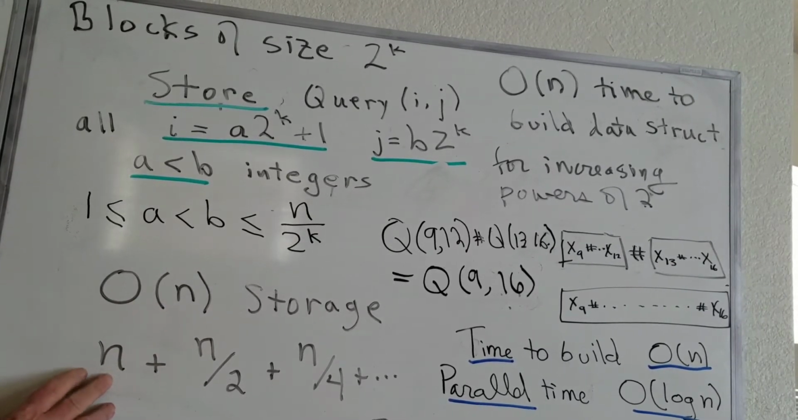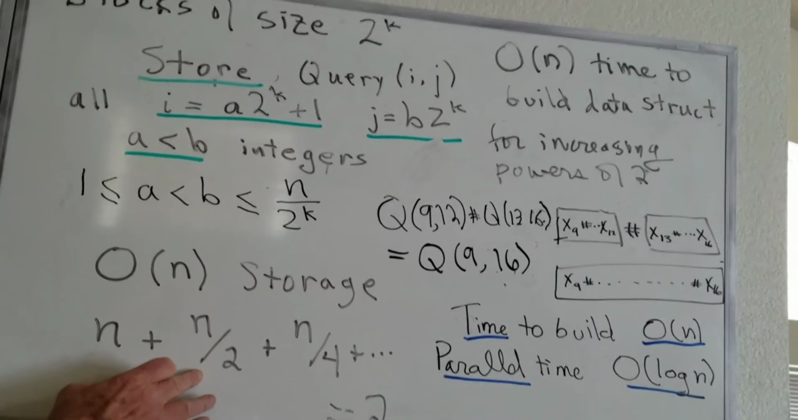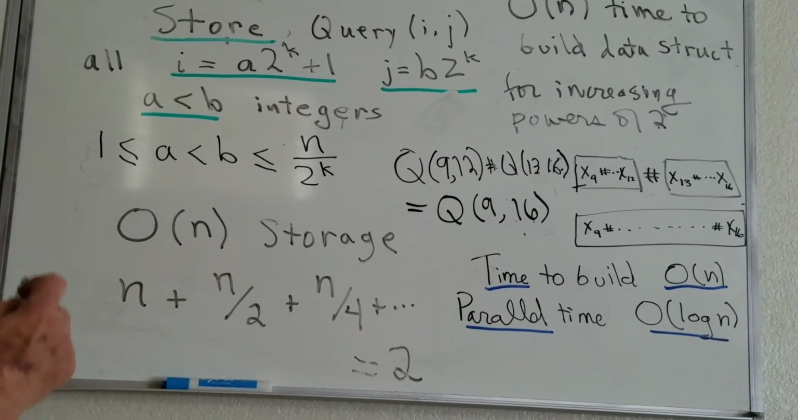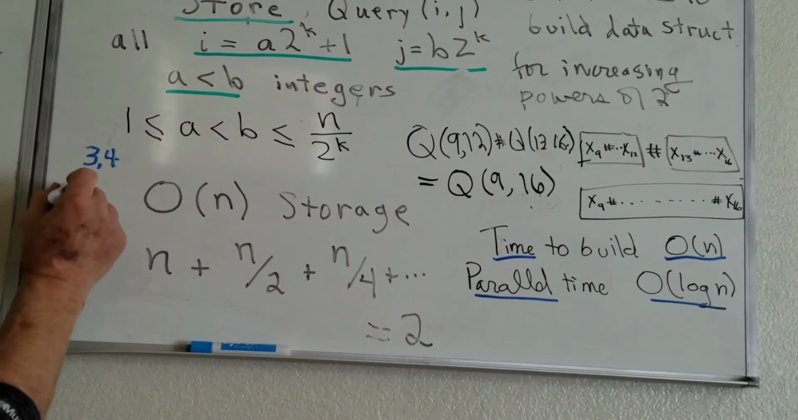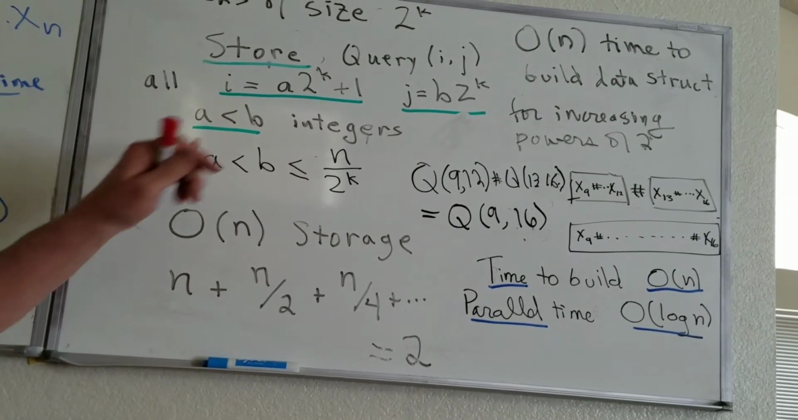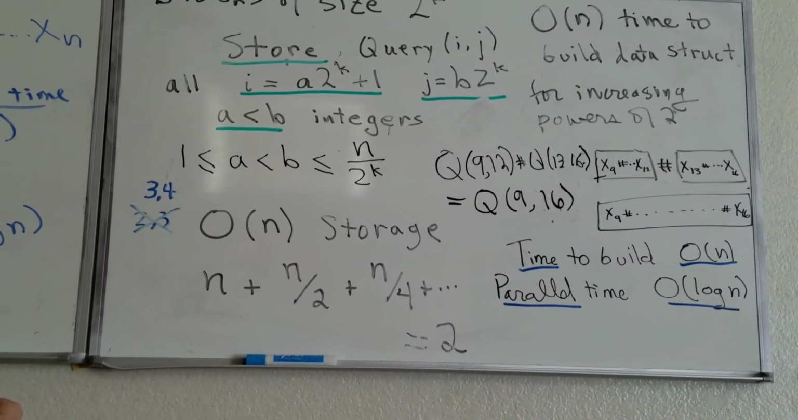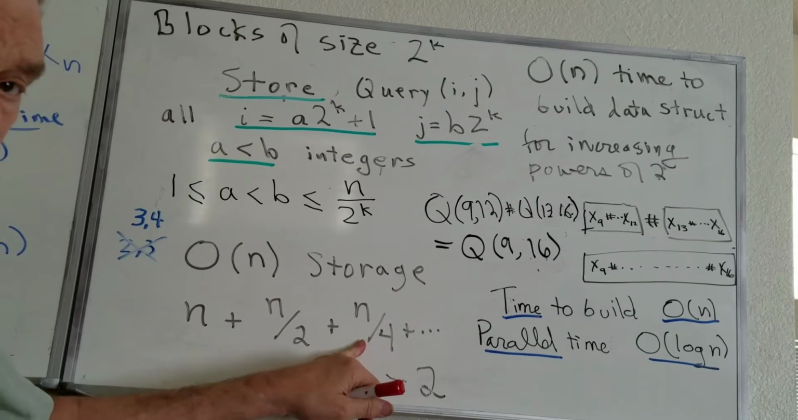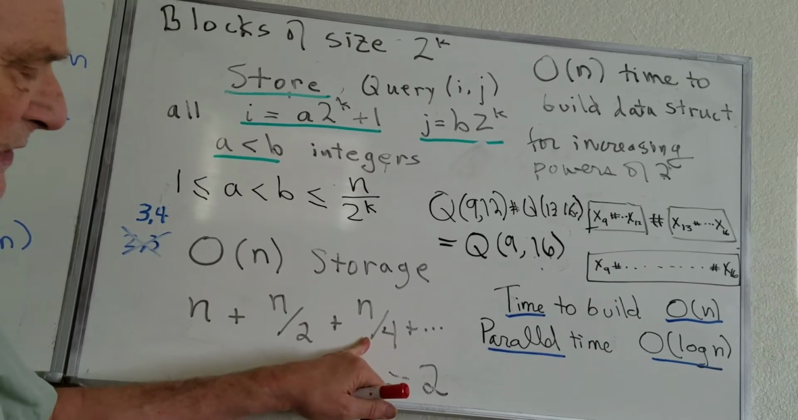It takes n storage to hold all the blocks of size 1, approximately n over 2 storage to hold all the blocks of size 2. Now remember, when we're storing a block of size 2, we're storing 3, 4, but we're not storing 2, 3, because 2, 3 does not satisfy the conditions here for k equals 1. Now, it takes n over 4 space to store the queries of size 4, because we're not storing all queries of size 4, only those that end with a multiple of 2 to the 4.